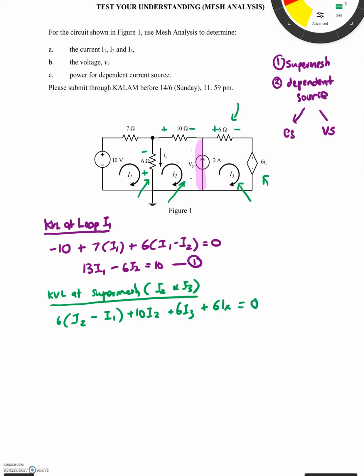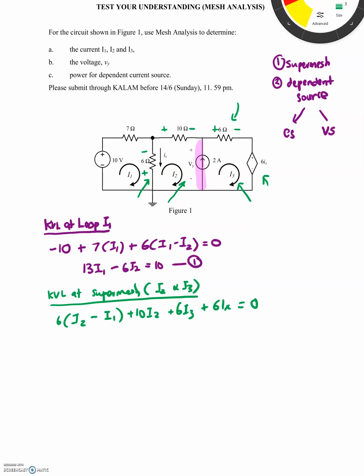So 6Ix is a voltage source even though the parameter is a current, which is the Ix. You only consider the value of Ix. We do not consider the units of the 6Ix. So even though it is 6Ix, it is a voltage.